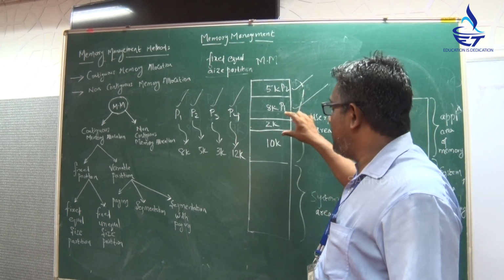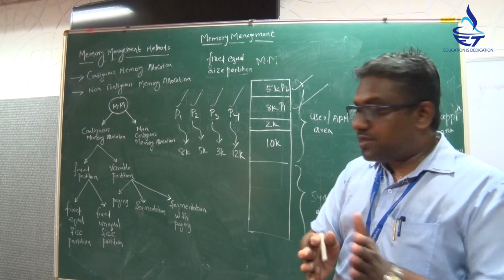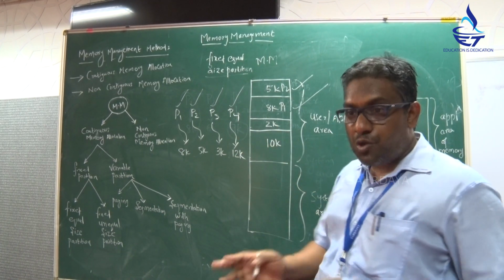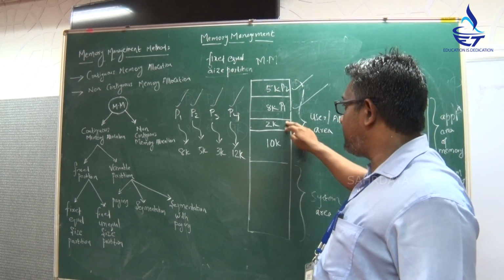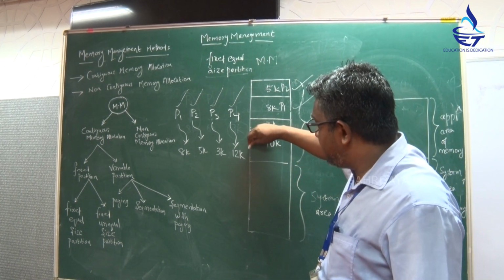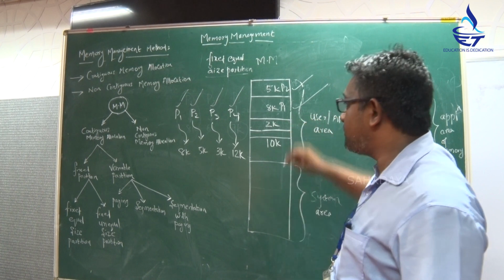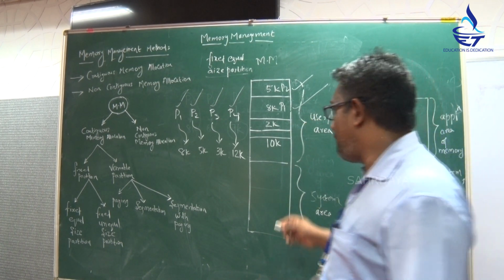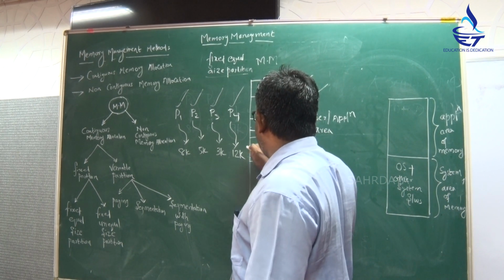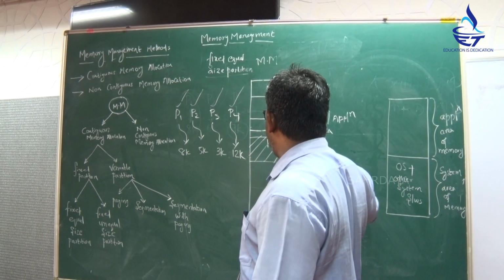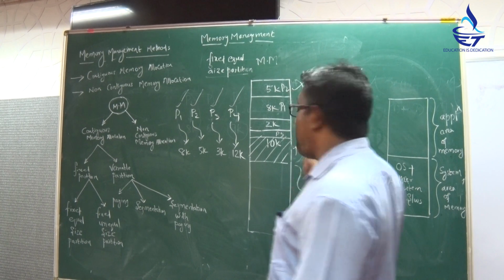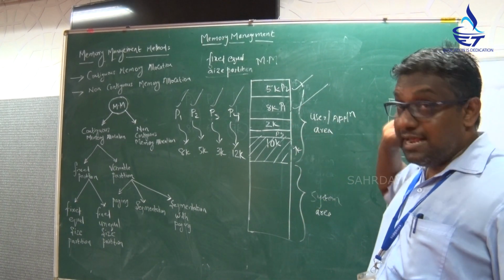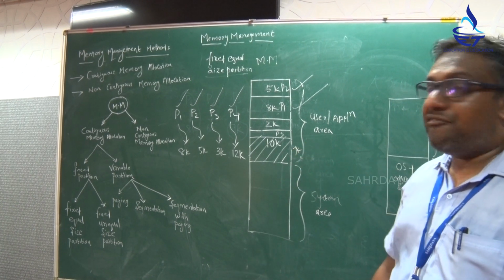P3 comes, it will check the third one. The size of P3 is greater than the size of memory block 3, so we cannot place P3 here. It will be placed in block 4, because the size of P3 is less than the size of memory block 4. Then the remaining portion, that is 7K of memory, is wastage. That is known as the internal fragmentation.